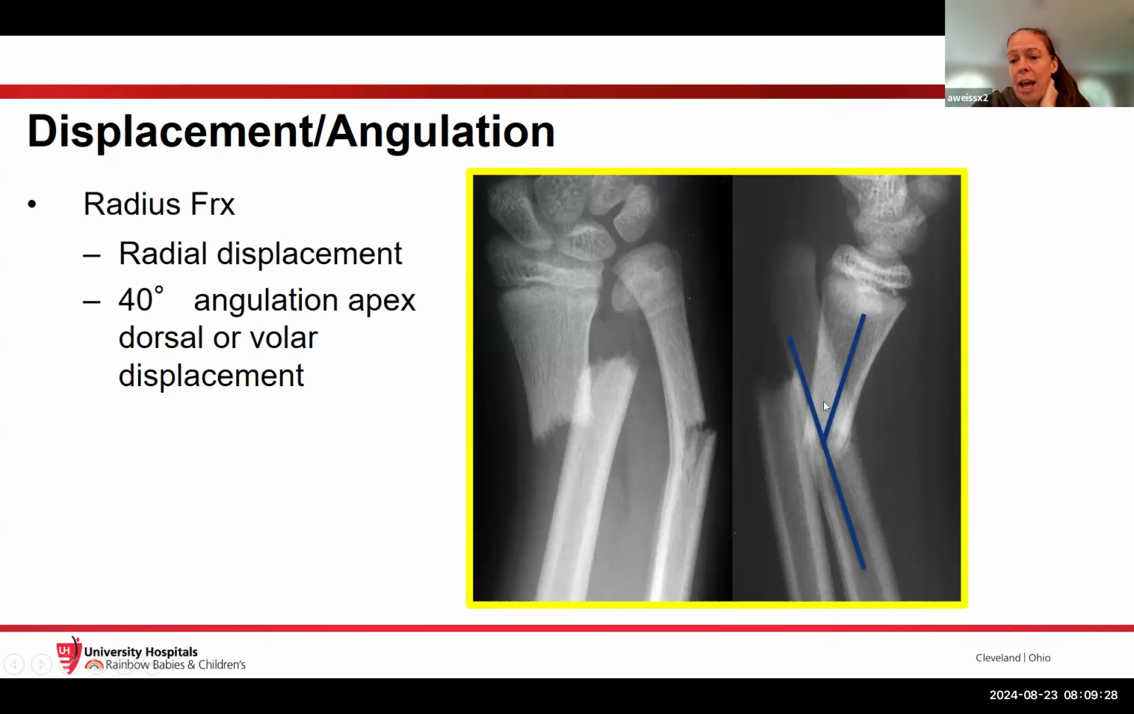And then this angle, you're just measuring the angle here, which is about 40 degrees. This would be described as radial displacement of both of these fracture fragments, and obviously both of these fractures are going to require reduction.